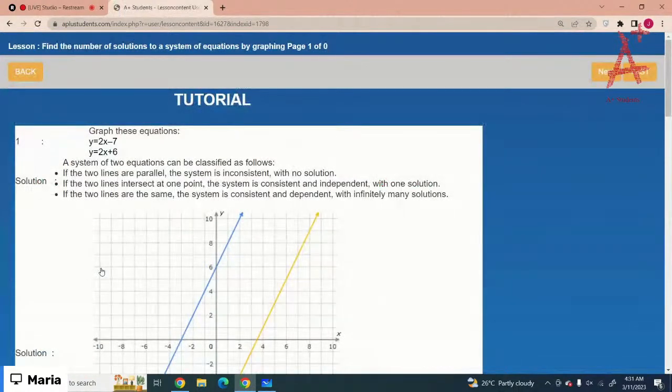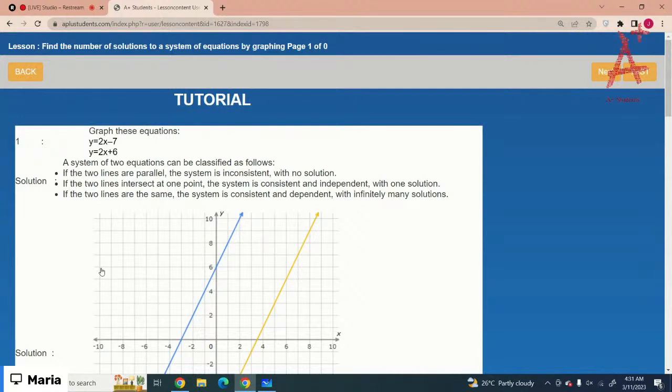Find the number of solutions to a system of equations by graphing. So let's start with the first one: y equals 2x minus 7. Graph these equations. A system of equations can be classified as follows. If the two lines are parallel, the system is inconsistent with no solution.